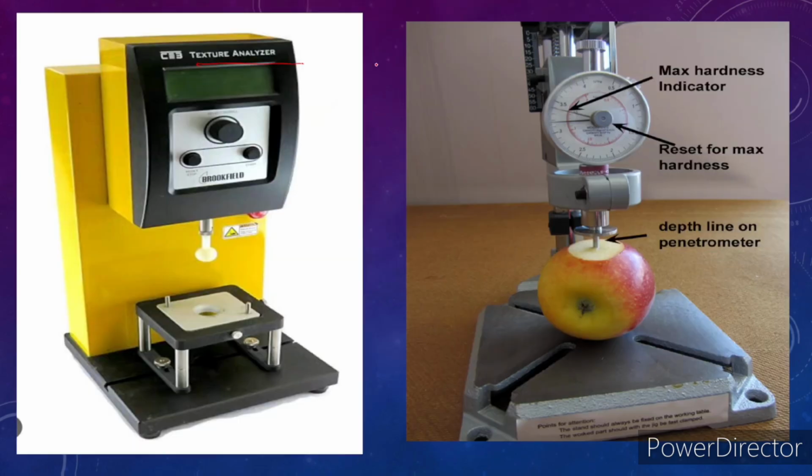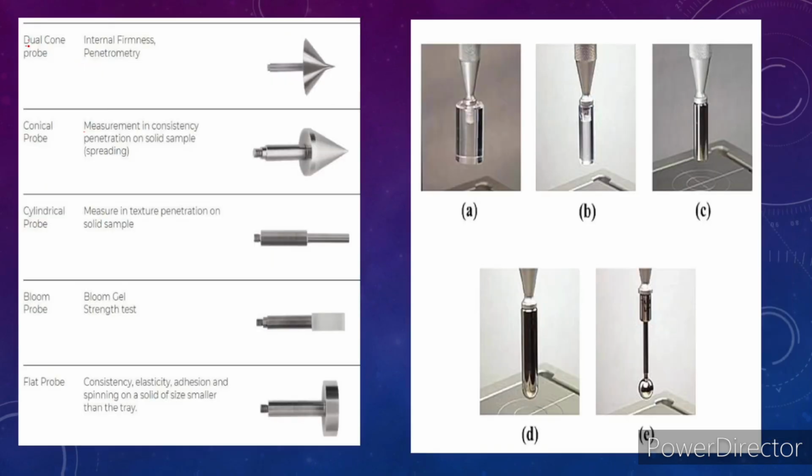This is the texture analyzer. This is the penetrometer. This is called the probe. Here the food sample is placed, and in this penetrometer, this is the depth line. We can see it properly with the red mark, and this is the maximum hardness indicator and the reset for maximum hardness. Here are some other probes.